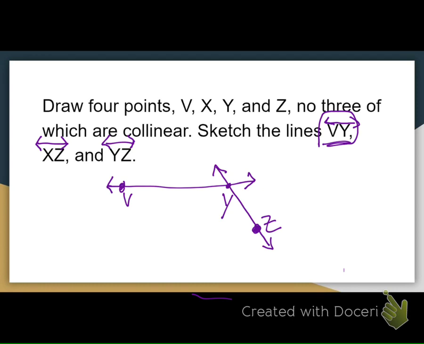And then the last one, the one we haven't done, is that XZ. Well, we see Z's now on the second line we drew. We don't want X to be on that first line we drew or the second line we drew. We can draw that either direction now.